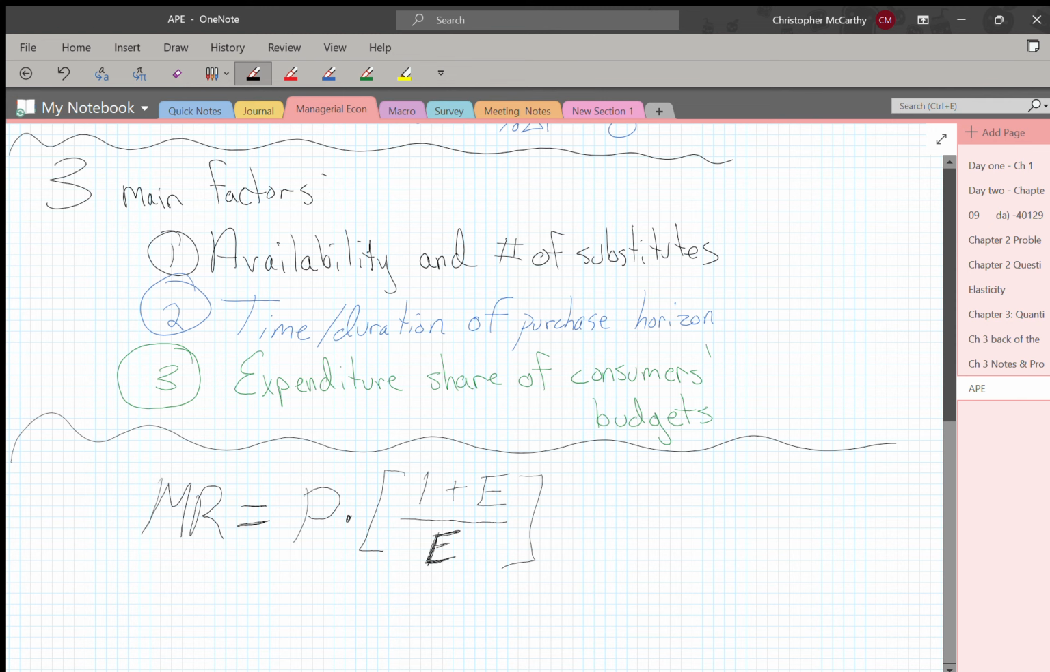So this is the link between elasticity and marginal revenue. The elasticity is obviously the E's here. Marginal revenue is obviously the MR. Price is obviously P.